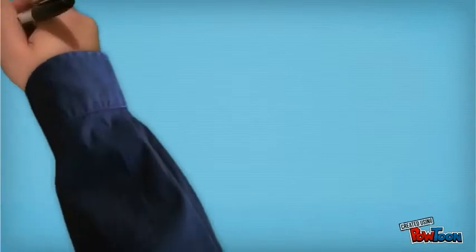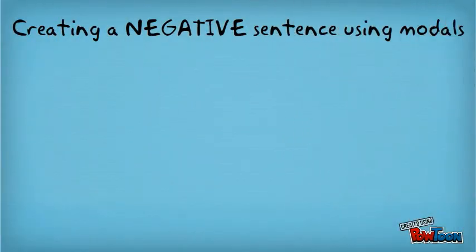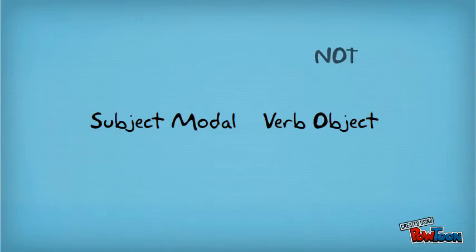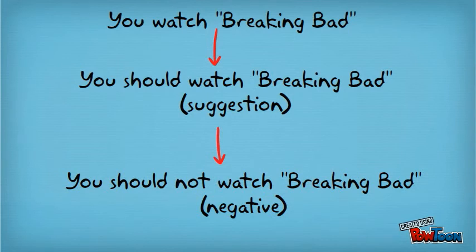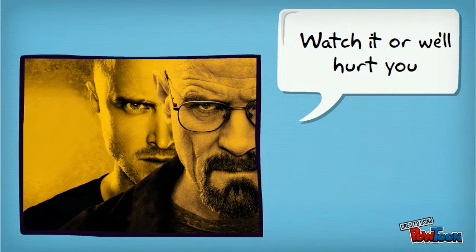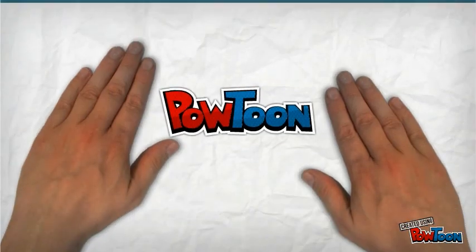So, if we wanted to make any of these sentences negative, there's a really easy thing we need to do, and that is add not. Where do we put the word not? In between the 2 verbs of the sentence, the modal and the base verb. So if we wanted to change the sentence, you watch Breaking Bad, into a sentence that is a suggestion, we would change it to you should watch Breaking Bad. Or if you wanted that to be a negative suggestion, you would turn it into you should not watch Breaking Bad.